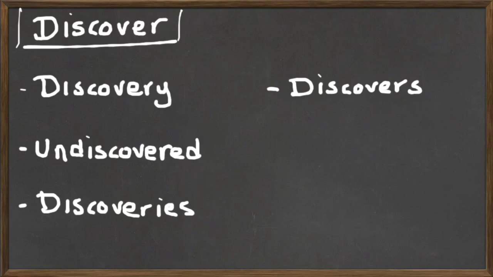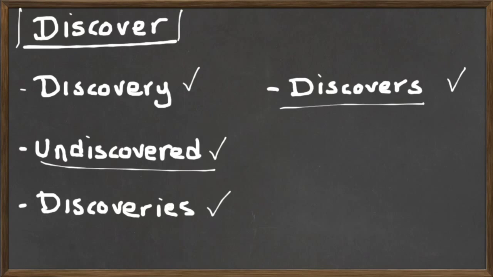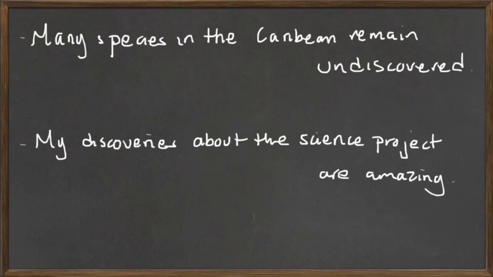Now the word discover can take different forms. It can take the form discovery, undiscovered, discoveries, and discovers. So this being a verb and this is an adjective, and this is a noun, and this is also a noun. So let's give some examples of this.